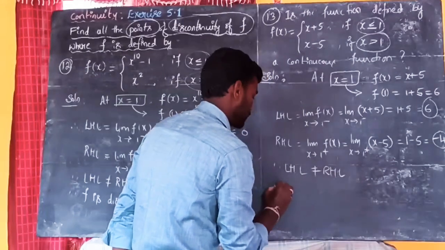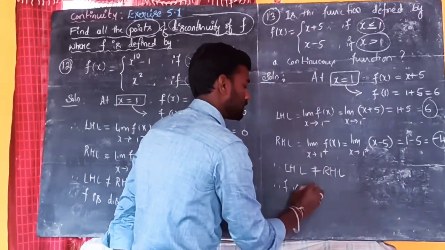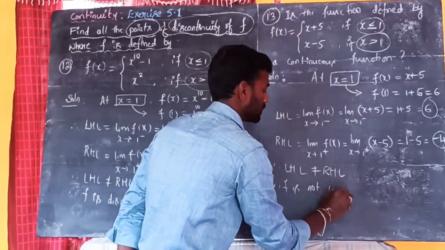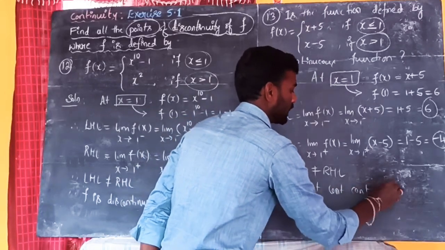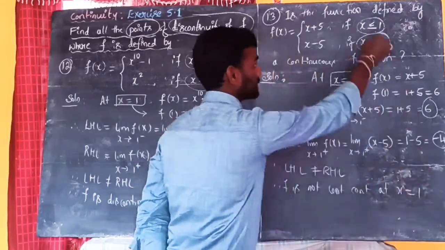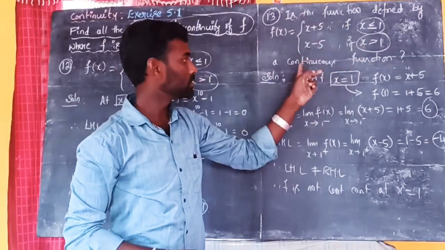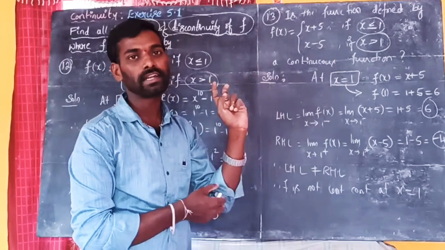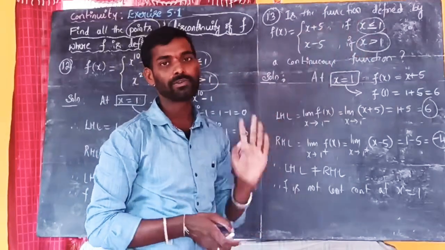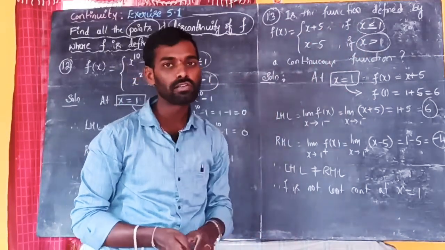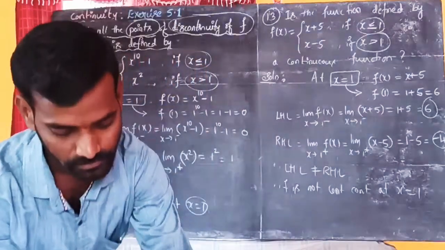Therefore, f is not continuous at x is equal to this point 1. Here, is this function continuous? No, this function is not continuous at x is equal to this point 1, guys. Like this, we will solve the problems. Okay, now.